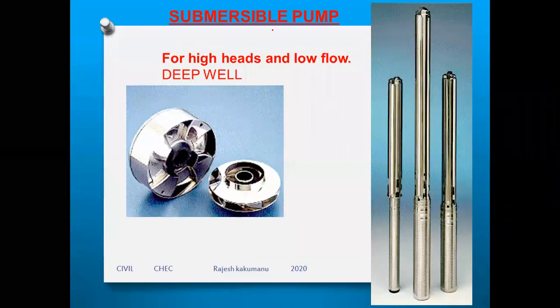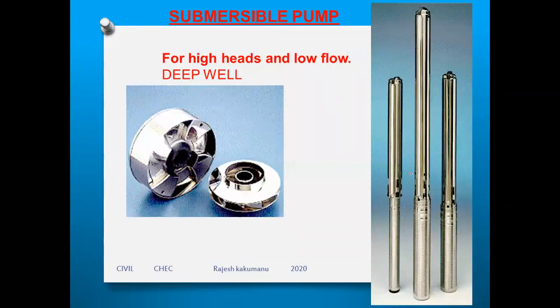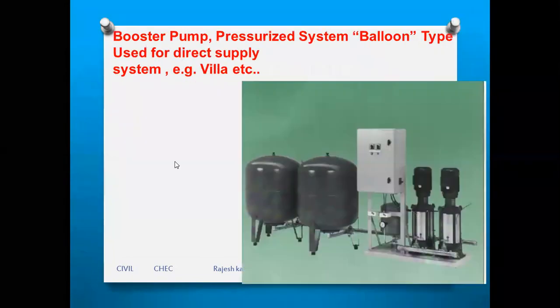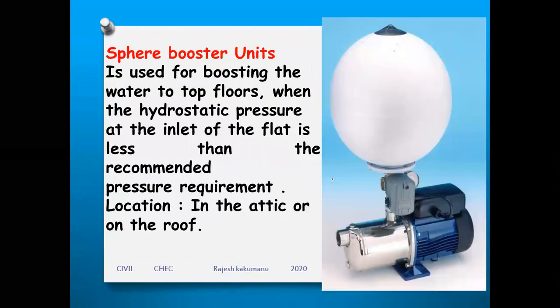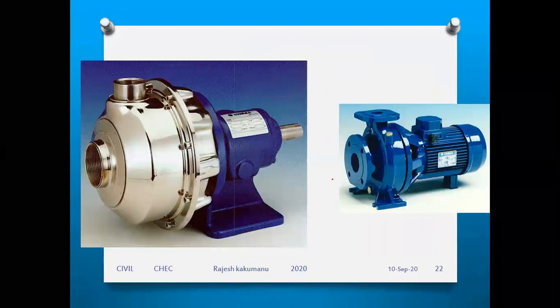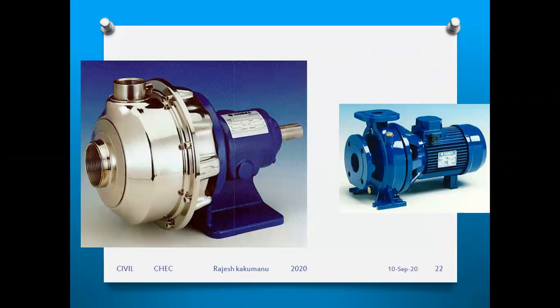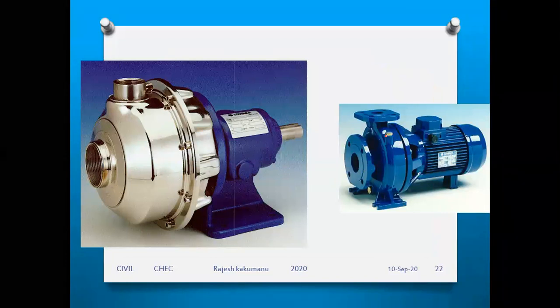Here is the submersible pump. These are submerged inside the groundwater, inside the ground. This is the rotor, the deep well rotor. These are some of the booster pumps, which are among the most commonly used for domestic applications. See here, this is electrical, and inside it is mechanical. If you open this rotor and the screws, inside you have a centrifugal type vane.